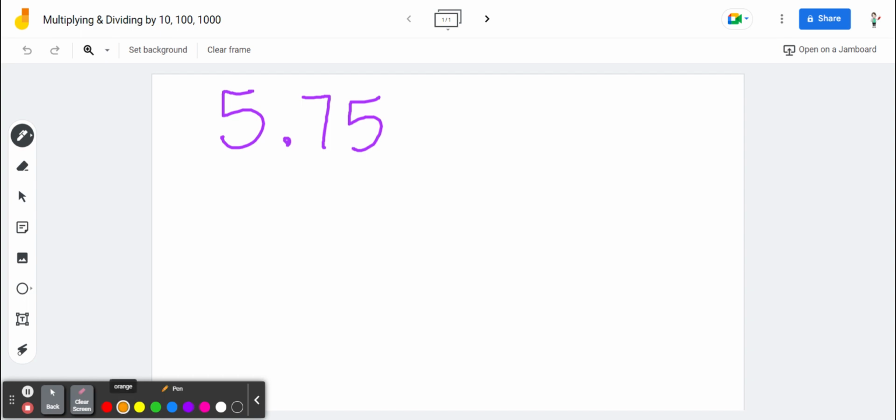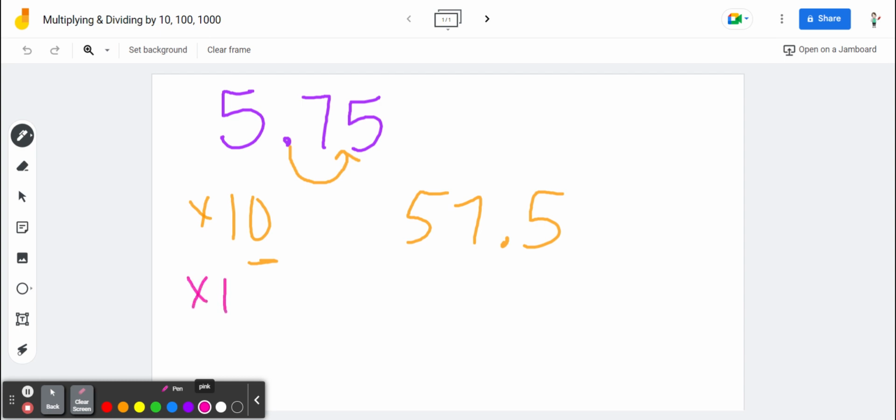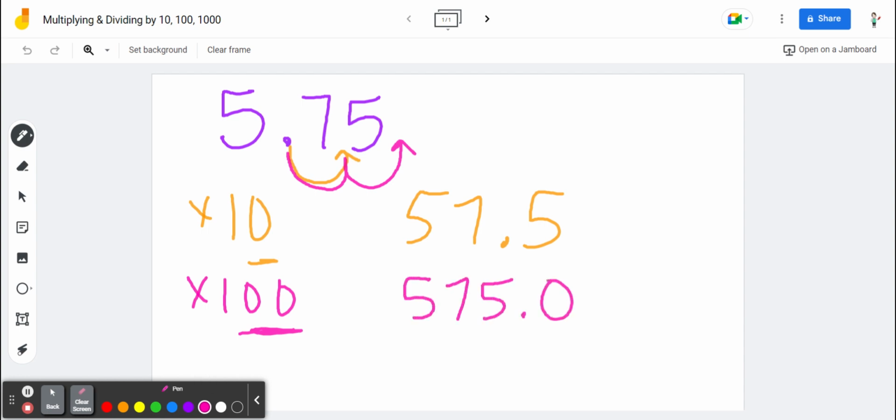And if we multiply that times 10, right, we're just going to move the decimal one place, and it would give us 57 and 5 tenths. If we multiply 5 and 75 hundredths by 100, we're moving it 2 decimal places. So 1, 2, the decimal is going to come after that second 5. So we just get 575, which you can write this way as well. And we'll do by 1,000.